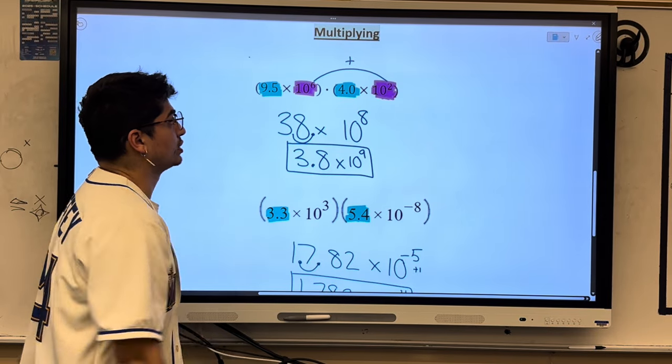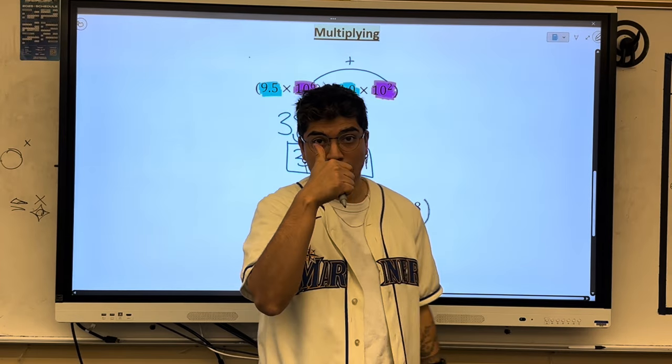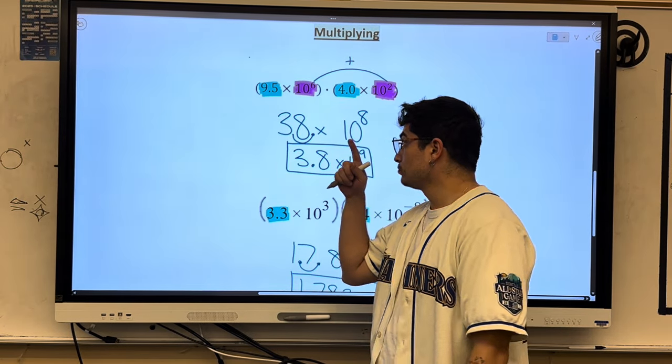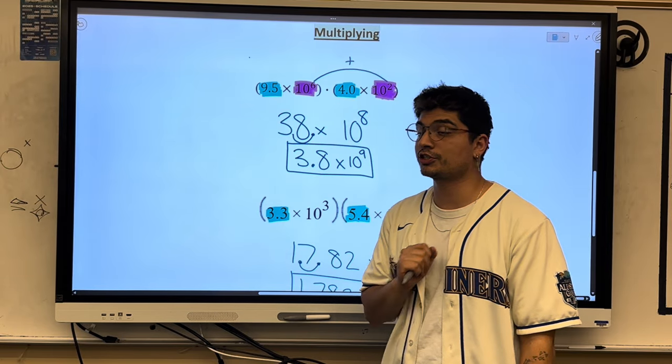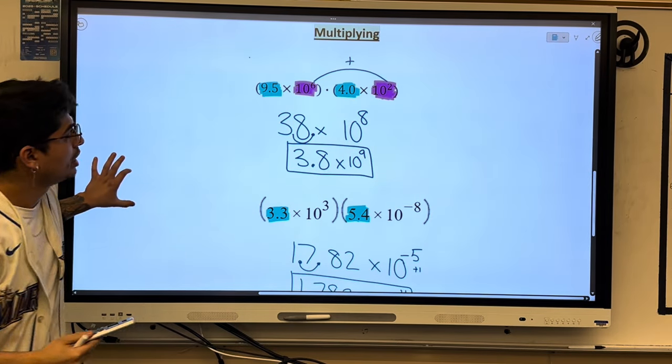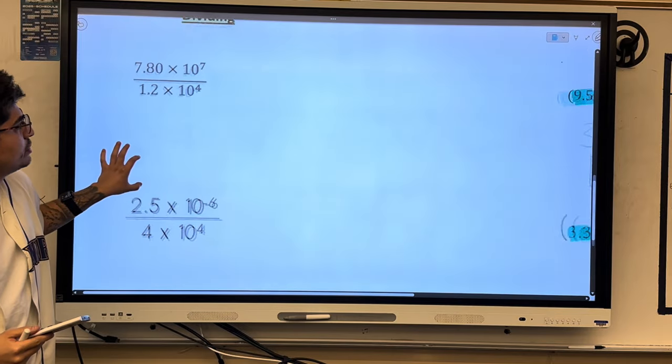So think of those two things. When you're multiplying, multiply the regulars, add your exponents together, convert if you need to, or change your scientific notation if you need to. So from here, let's try doing dividing.